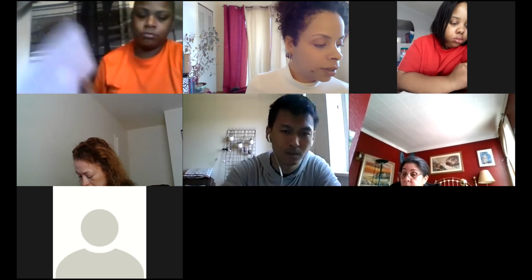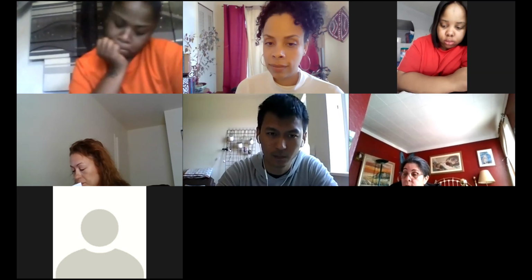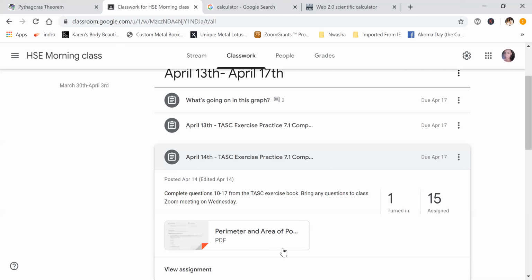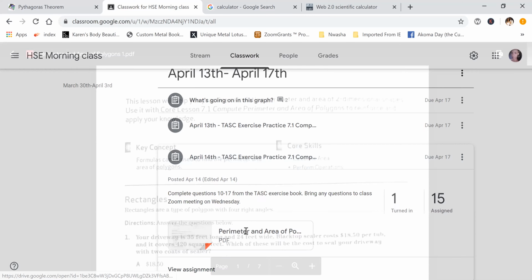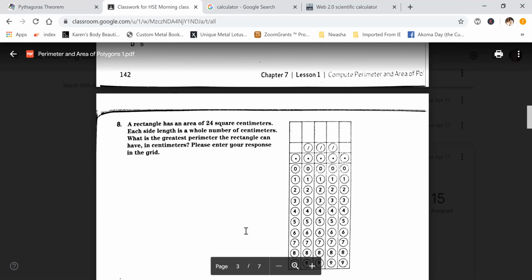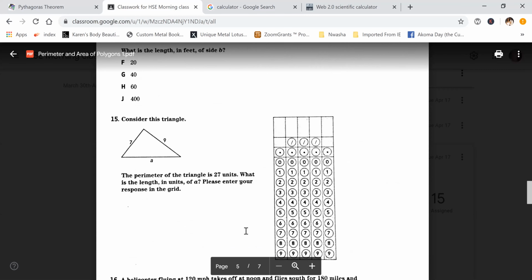No, 2 more. I thought it was 2 more. So there's 2 more. So number 16, 17. This is another one, traveling. But we know that we're making a triangle this time. So they're giving you directions.